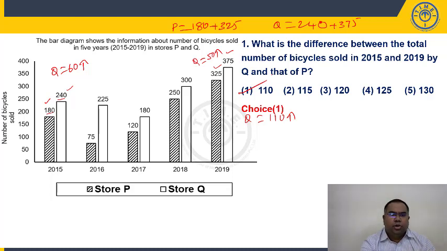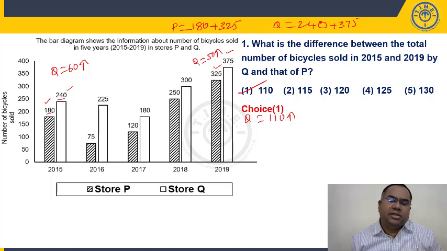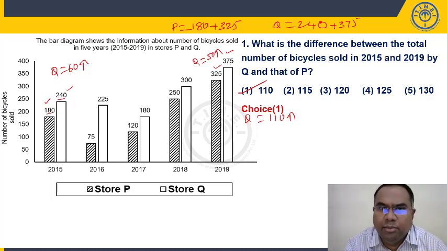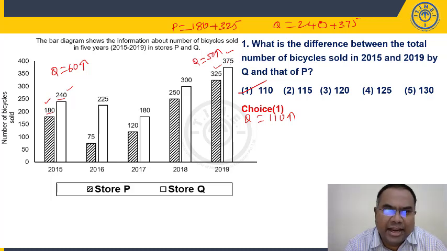You got the point? So if you look at 2015, 180, 240, Q is 60 more. 325, 375, Q is 50 more. In both the cases Q is more, 60 more and 50 more. So both the years together, 60 plus 50, Q will be 110 more. So instead of adding P in both the years, adding Q in both the years, and subtracting again, which is doing it thrice, just look at the difference in 15 and 19. Q is 60 more in 2015, 50 more in 2019. So total 110 more. Choice 1 is your answer.